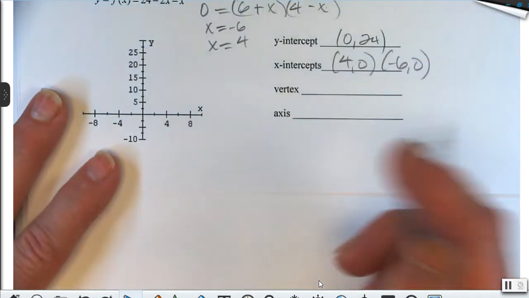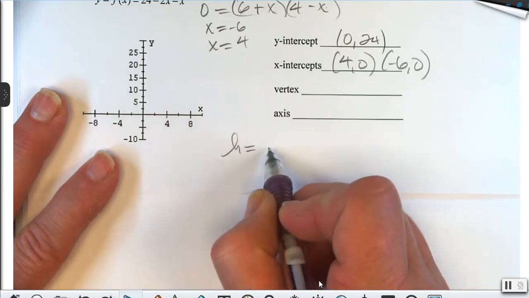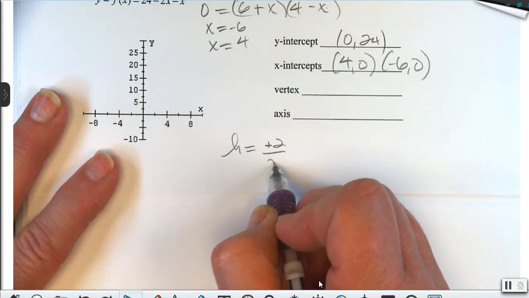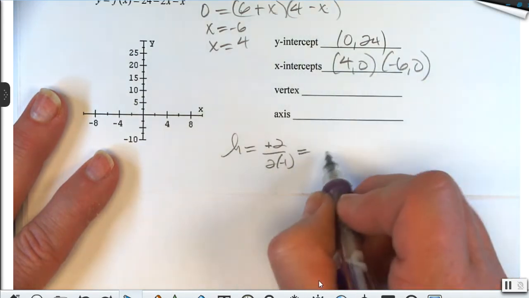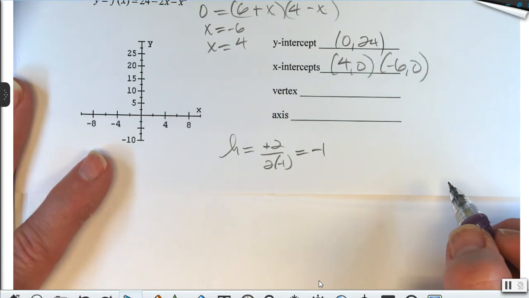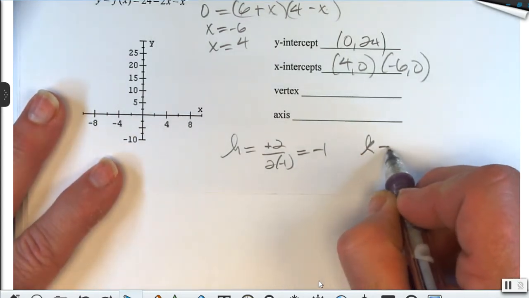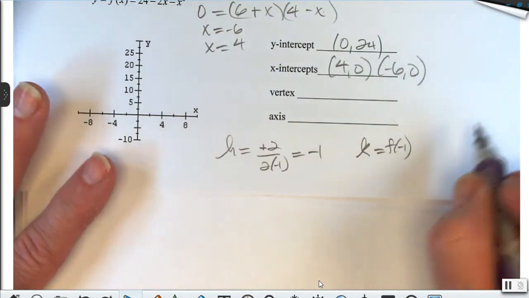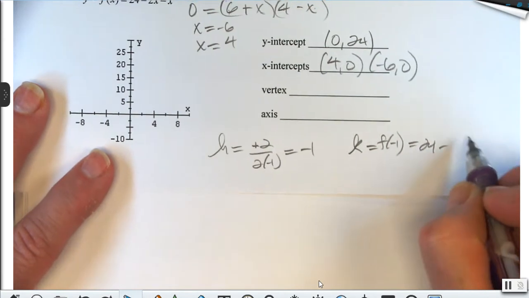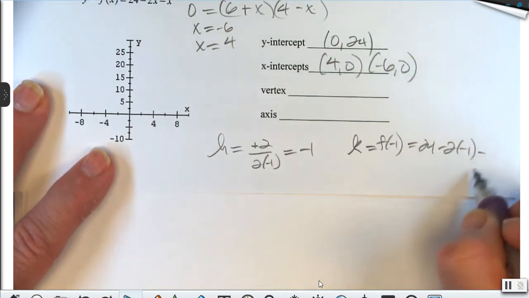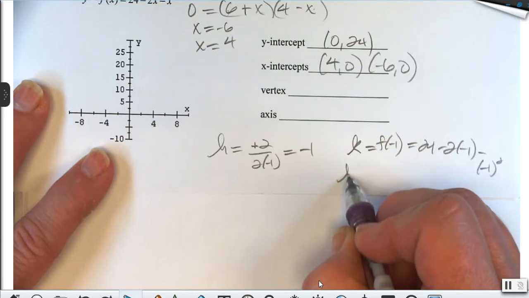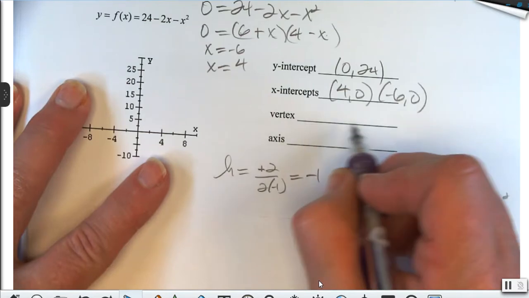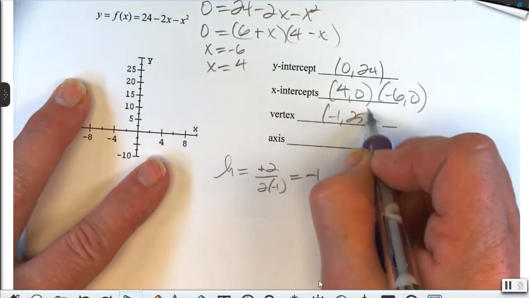Okay, now let's locate the vertex. So I'm going to have something like negative b, which in this case is going to be a positive 2, over 2 times a, which is minus 1. That gives us an h equal to negative 1. K is going to be equal to our function evaluated at negative 1, which is 24 minus 2 times negative 1 and a minus a negative 1 squared. And if we do that arithmetic, again, it turns out to be 25. So my vertex is at (negative 1, 25).